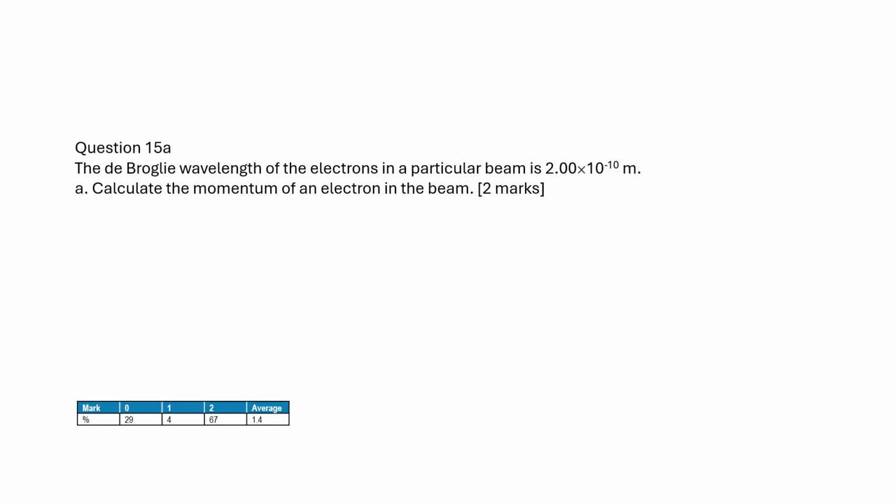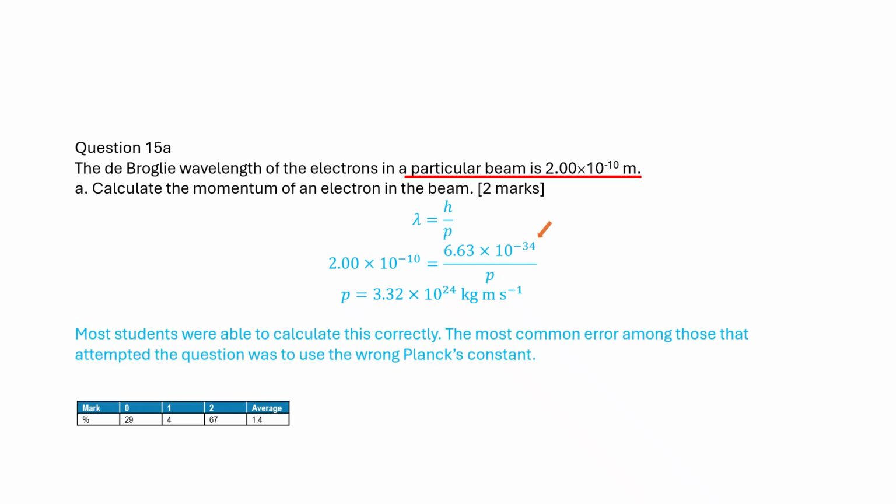Given the de Broglie wavelength of the electrons, their momentum can be calculated using the de Broglie equation. Note: Planck's constant is measured in joule-seconds.